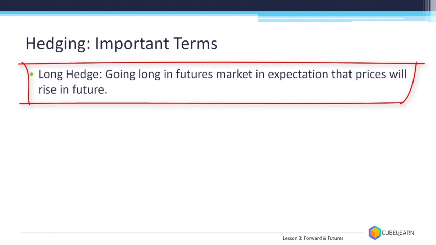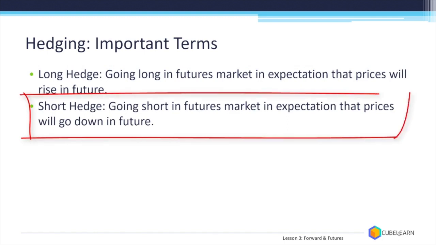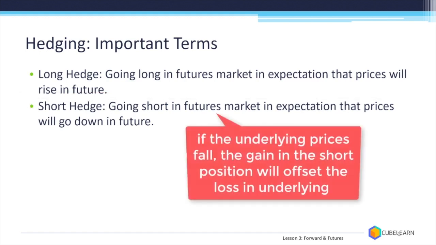Short hedge involves taking up a short futures position while owning the underlying product or commodity to be delivered. Should the underlying commodity price fall, the gain in the value of the short futures position will be able to offset the drop in revenue from the sale of the underlying.